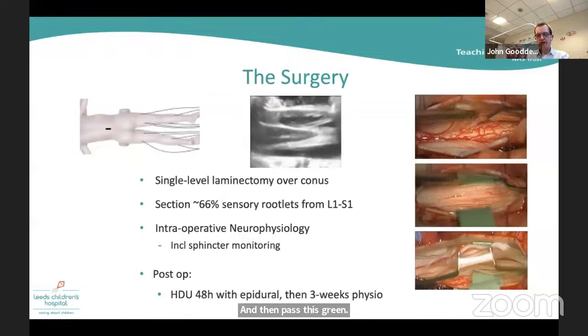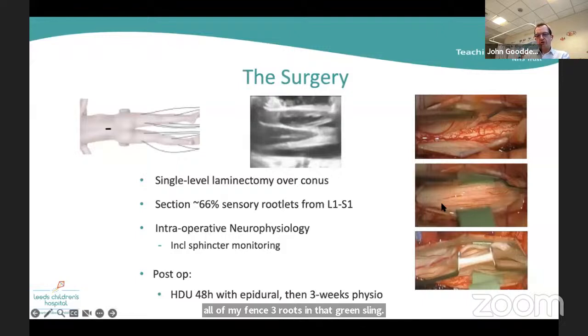So the green is basically because it's a radio opaque material. I'm not allowed to use a material that is not radio opaque because if it were to get lost during surgery, it has to be findable with X-ray. That's what my hospital insists on. And then I've got all of my sensory roots in that green sling.